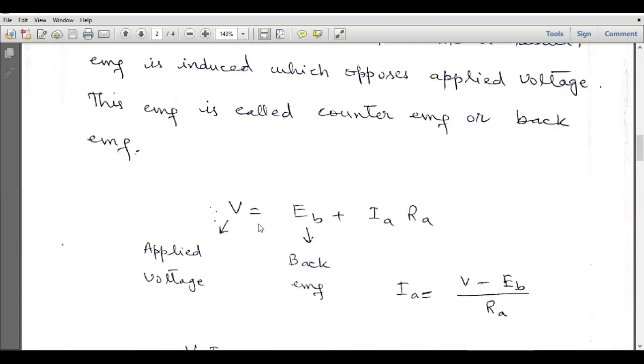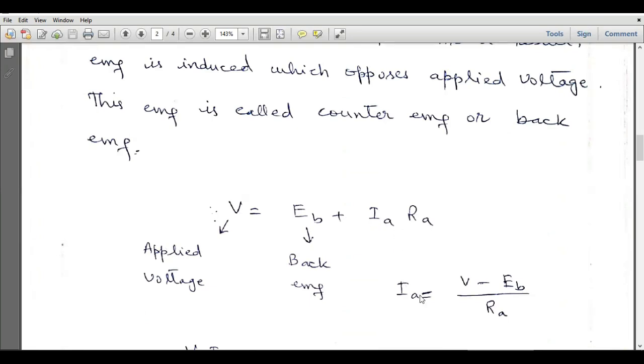And this is the voltage formula of the DC motor. Here V is the applied voltage, EB is the back EMF, and IA RA is the voltage drop across the armature winding. In DC generators, V was equal to E minus IA RA. In DC motors, V is equal to E plus IA RA.